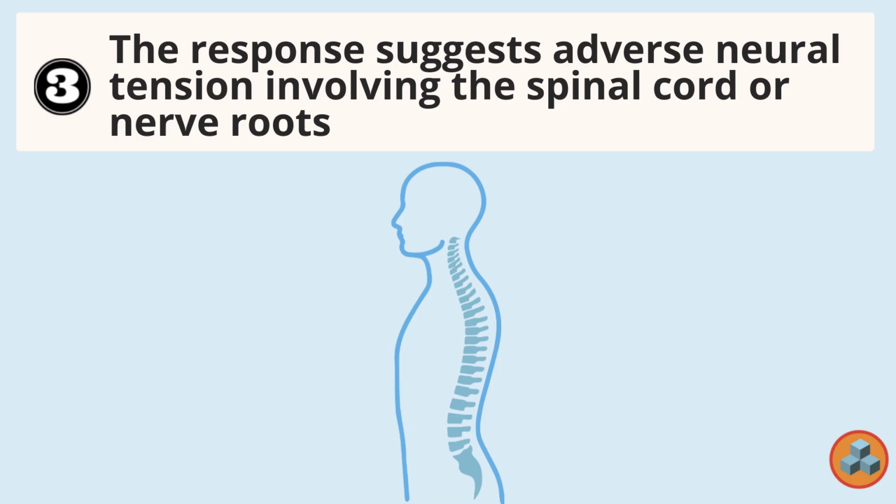Option 3. The response suggests adverse neural tension involving the spinal cord or nerve roots. When the patient flexes their neck, they're adding tension to the neural structures from above. Combined with the knee extension and ankle dorsiflexion already loading the system from below, there is tension on the nervous system from both ends simultaneously, like stretching a rubber band from both sides at once. This increases symptoms. When the neck is extended, that tension from above is released.